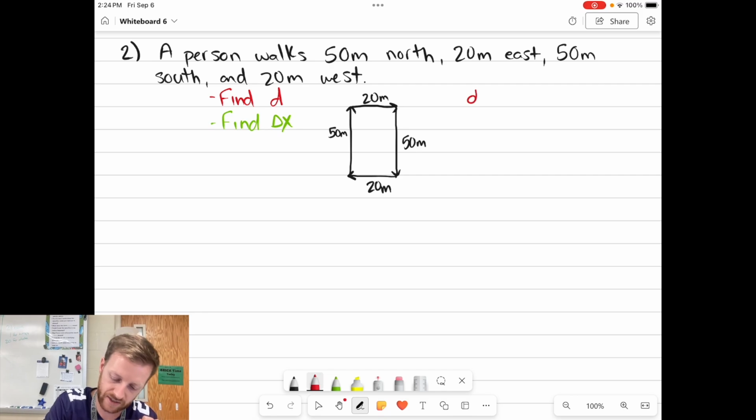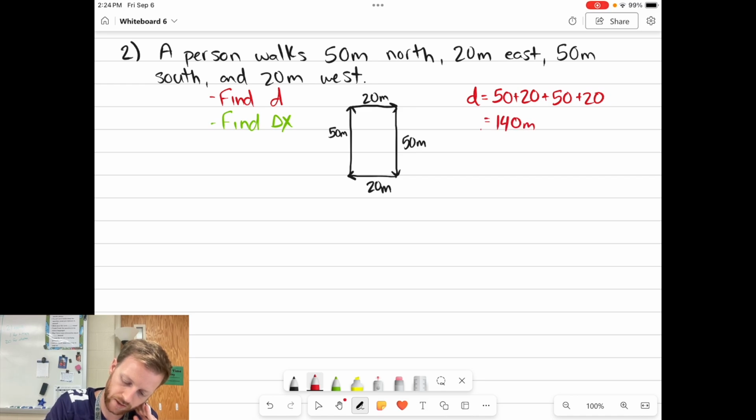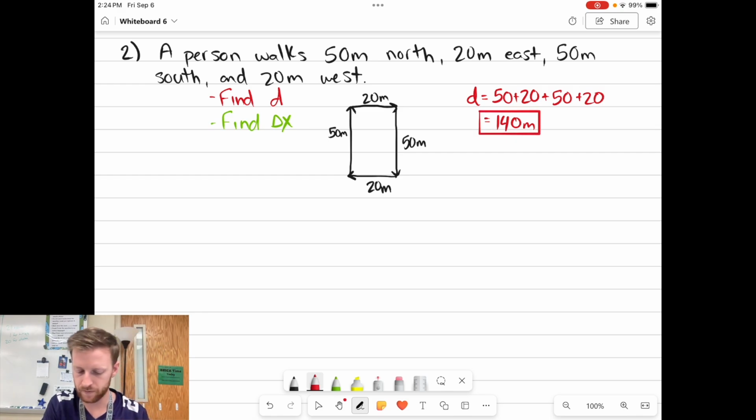So if I look at my distance, as we talked about, distance is just adding them all up. So I went 50, and then 20, and then 50 more, and then 20 more meters, which gives me a whopping total of 140 meters. Box in my answer, which is great. I love that. Now, delta x is a little bit trickier because if you notice, I started and then ended up in the exact same spot. So you would be able to denote here that your displacement is 0.